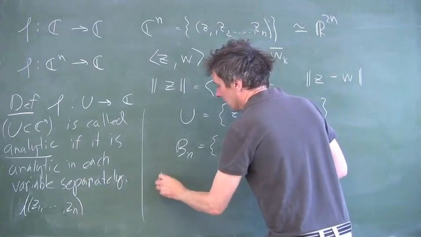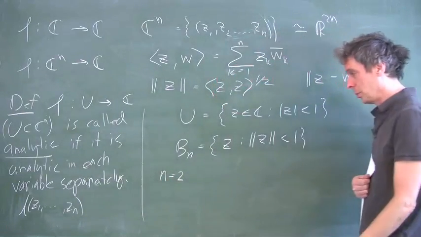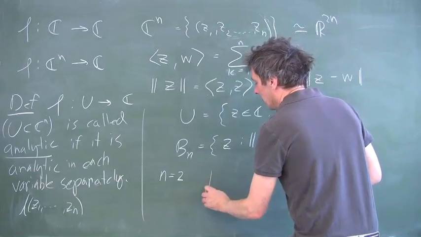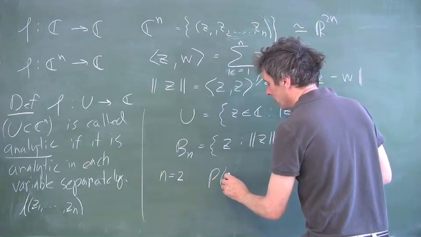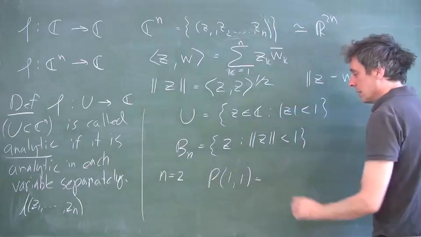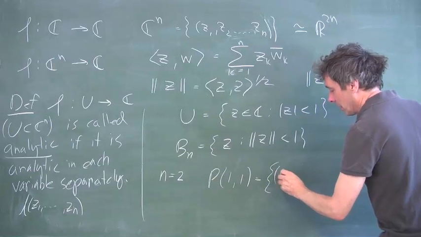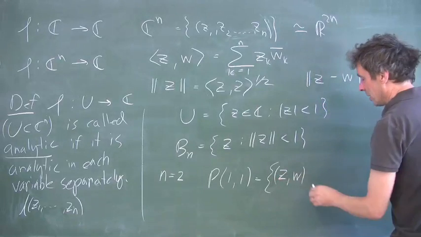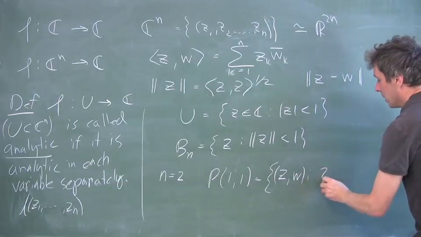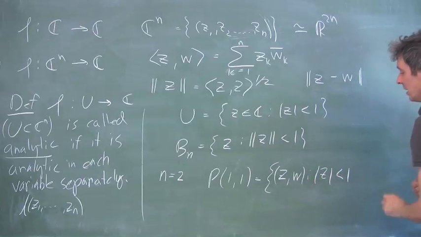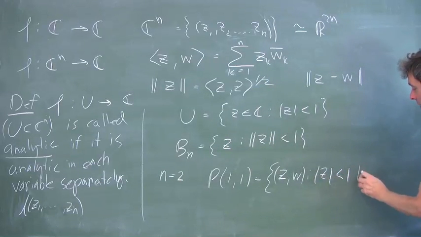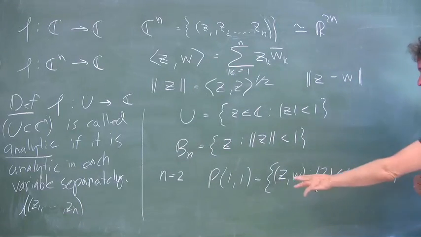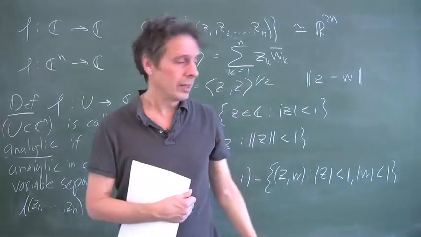So for simplicity, in the following I will just let n be equal to 2. So we have 2 complex variables. And then we consider what's called a complex polydisk. This is the set of all complex vectors consisting of 2 complex variables, with the property that both the absolute value of Z and the absolute value of W are less than 1. So this set is called a polydisk in 2 variables.